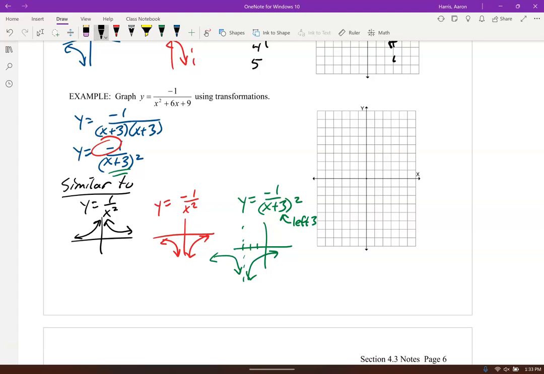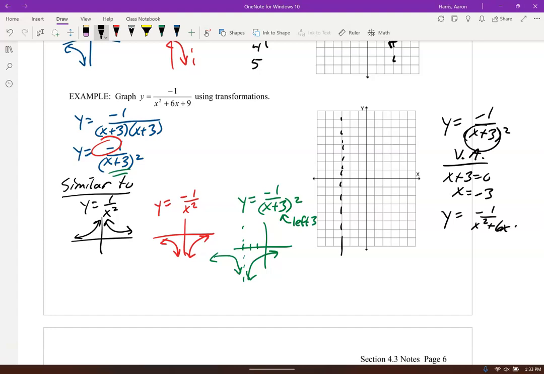Let's go ahead and think about this in terms of vertical asymptote. Where does x plus 3 equal 0? x equals negative 3. 1, 2, 3. Put the vertical asymptote on there. For the horizontal asymptote, I'm thinking about this in the standard form. Degree of the top is 0. Degree of the bottom is 2. So automatically, since the degree of the top is less than the bottom, y equals 0, right? And again, plot some points to kind of see the rest of that.